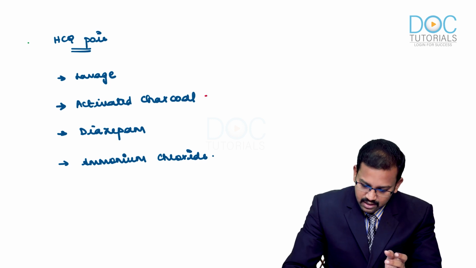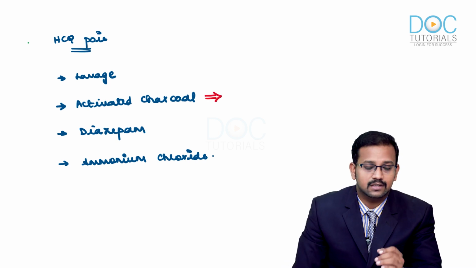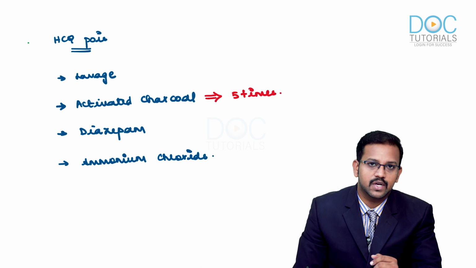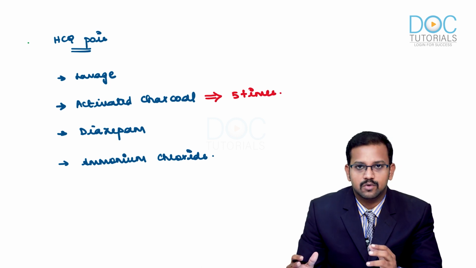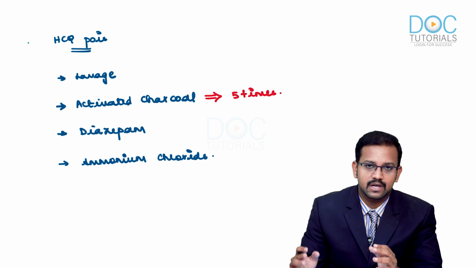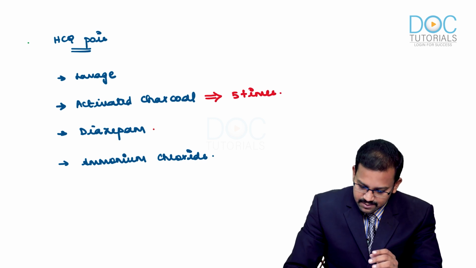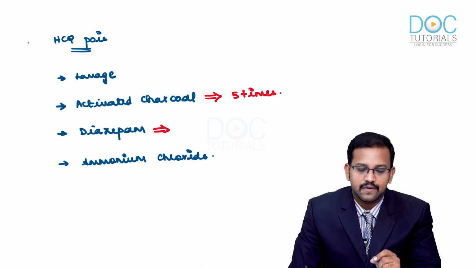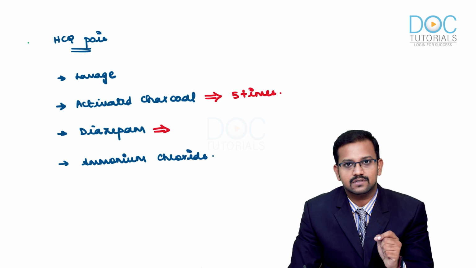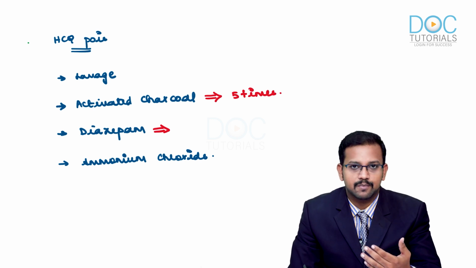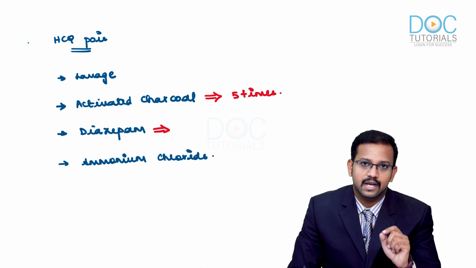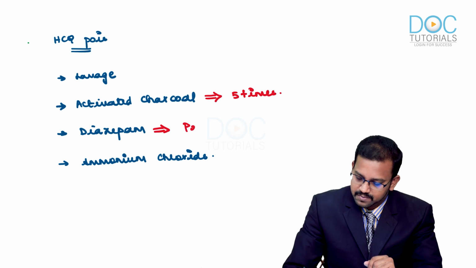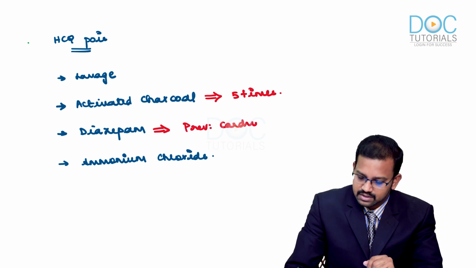Activated charcoal we can use for HCQ poisoning, and the dose which we prescribe is going to be 5 times the dose of hydroxychloroquine which the patient has taken. So that much activated charcoal is necessary for preventing the absorption of HCQ. Diazepam can be used. Why do we use diazepam? Because we know that the most important ADR of hydroxychloroquine is that it might produce irreversible retinal damage and it might produce cardiotoxicity. In order to prevent that cardiotoxicity, diazepam plays a role.